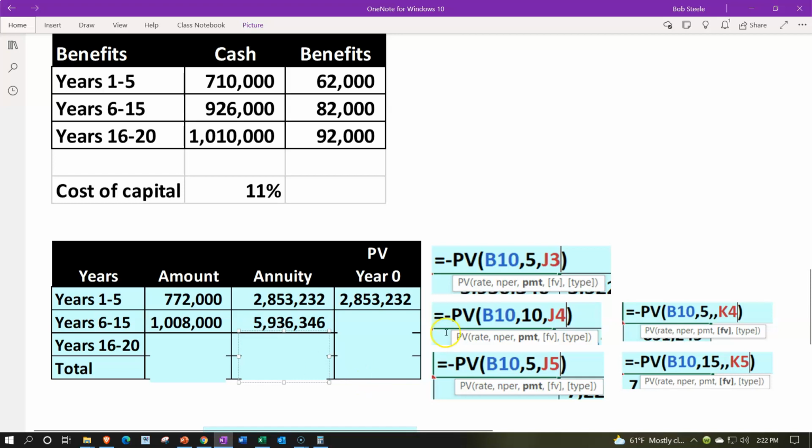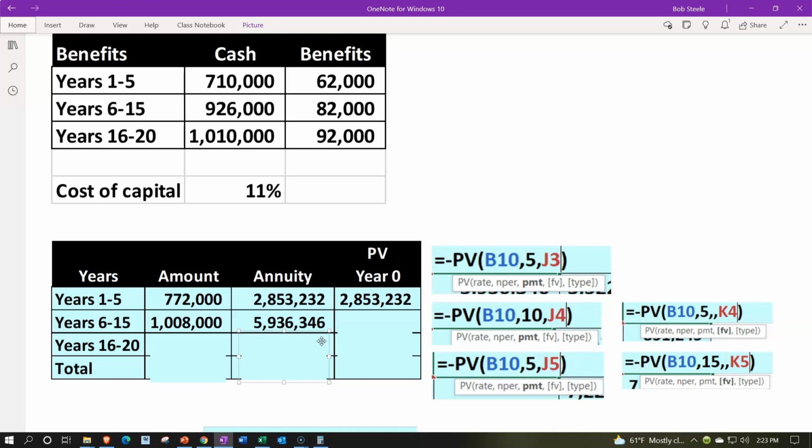So here's the annuity calculation, present value of the rate, which would be that 11%, comma, number of periods is 10 because it goes from 6 to 15 in terms of the periods, comma, the payment then is going to be the 1,008,000, which we expect to be receiving for 10 years, starting basically 5 years out, the beginning of the year, 5 years, 6 through 15. So then we would get the 5,936,346, which would be the present value as of the beginning of year 6 or the end of year 5.